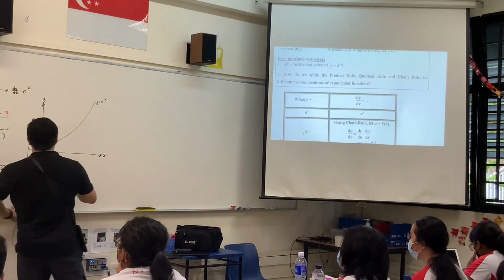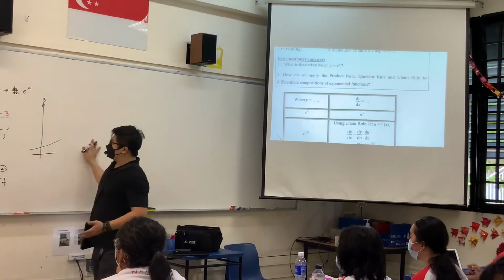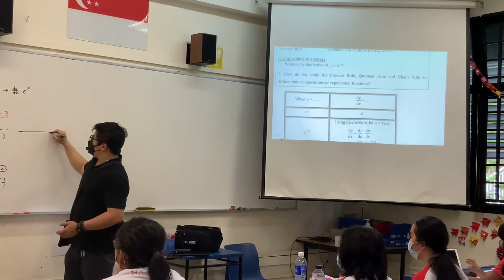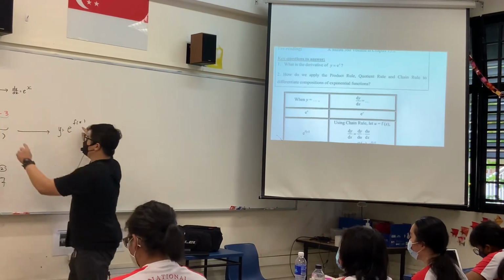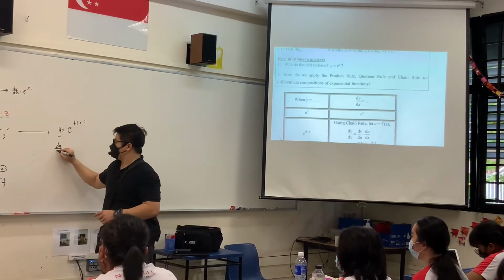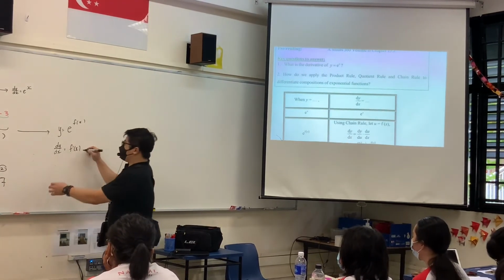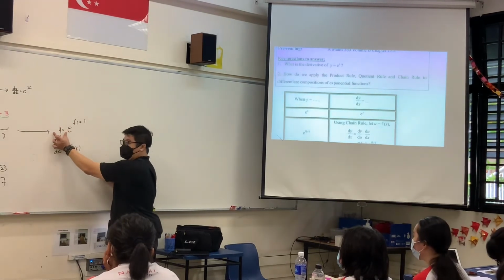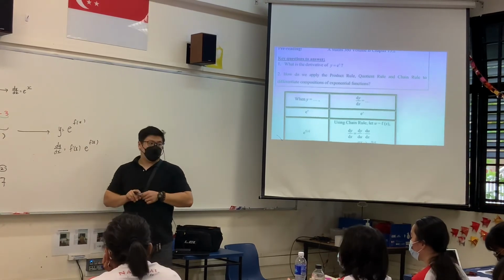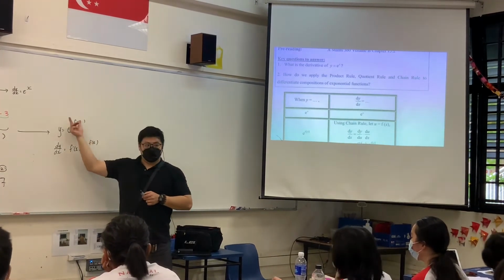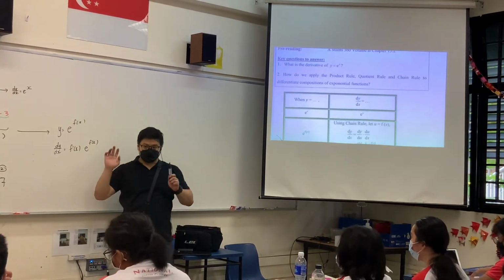So in general, what is the takeaway? The takeaway is that if you have y equals e to the power f(x), then your dy dx is equal to f prime x times e to the power f(x). If I differentiate the top, I put it in front, then I just copy paste my answer. That's all.